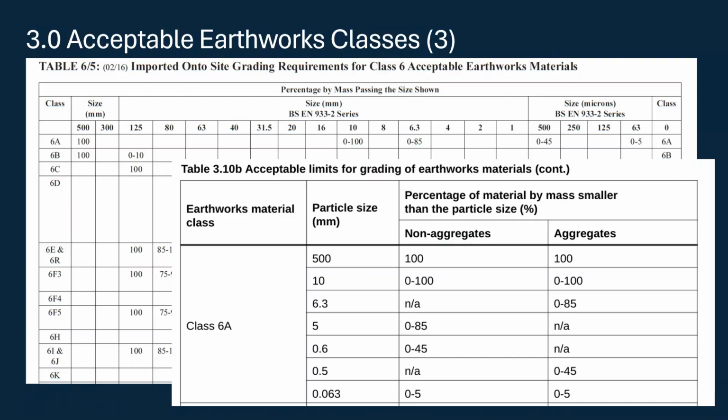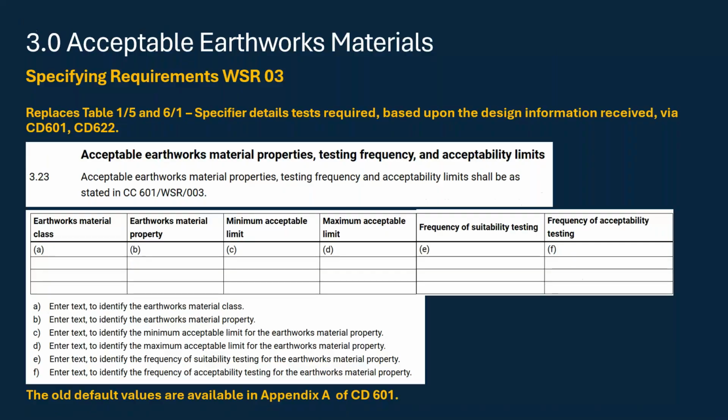And as you'll note, in the left-hand column, the non-aggregates column, there's no 6.3 millimeter because that sieve's not used. It's only used in the aggregate standards. Likewise, the aggregate standards don't have a 5 millimeter sieve. So that's really why there's the two columns. They're both describing the same material, but under slightly different standards and slightly different sieves. But again, no changes really in composition and classes.